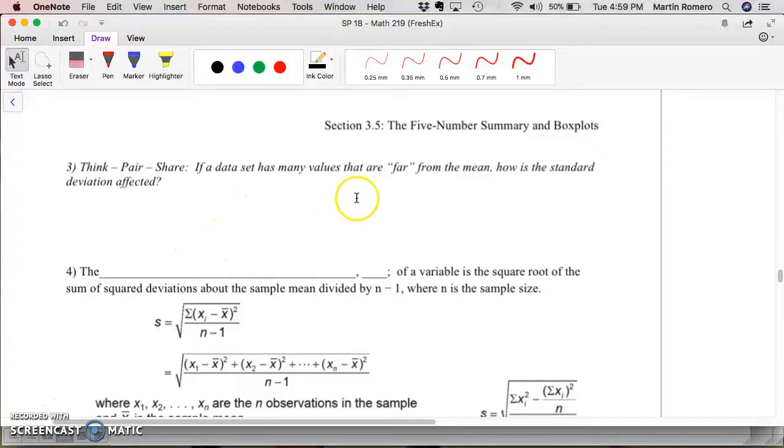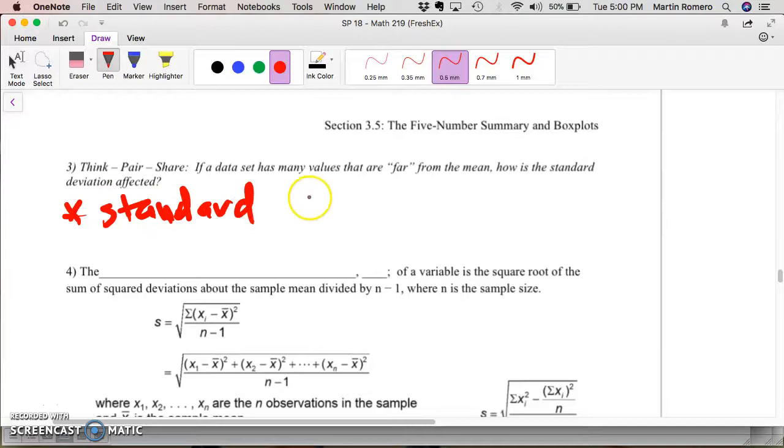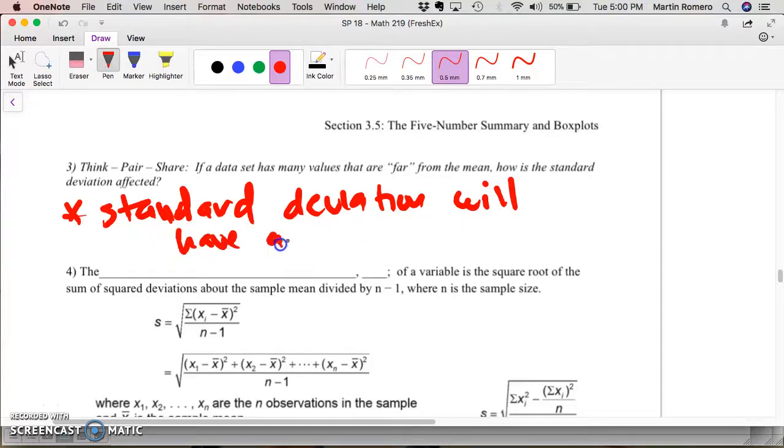If a data set has many values that are far from the mean, how is the standard deviation affected? Well, the standard deviation measures how far values are from the mean. So if they're very far, then the standard deviation is going to have a large value. We'll talk about it in class, but I want to make sure you make a note of that, and again, I want you to read the book a little bit so we can have this conversation. The standard deviation will have a large value, so I want to make sure you're good with that.